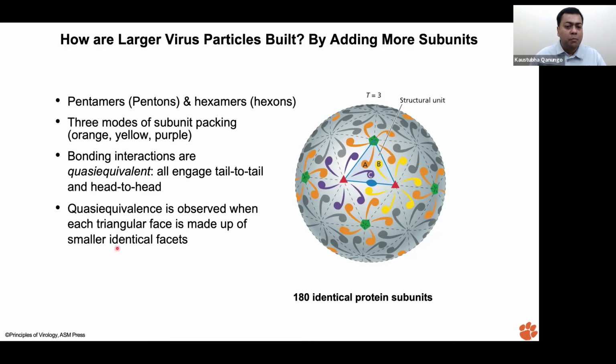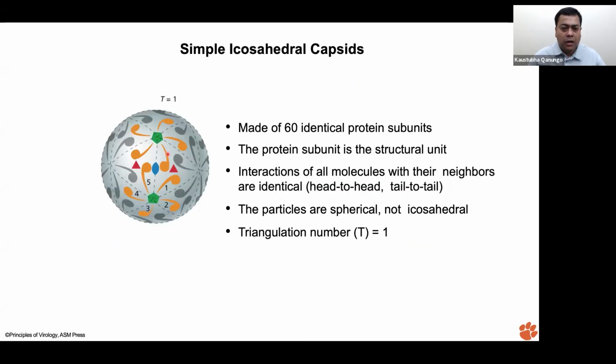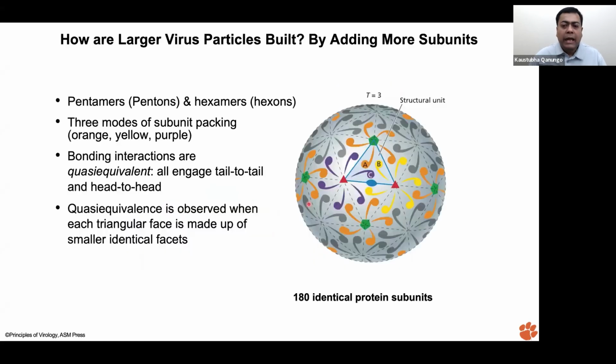similar, smaller identical facets. So what we mean by that: in the previous structure, all of these are identical. So the interactions between this protein and this protein were exactly the same, right? All of them. So the interaction between these 2 and these were identical. Now, if these 3 proteins are different, the interactions between AB and AC and BC are supposed to be identical. And this is known as the quasi-equivalence. And this helps to build a bigger structure.